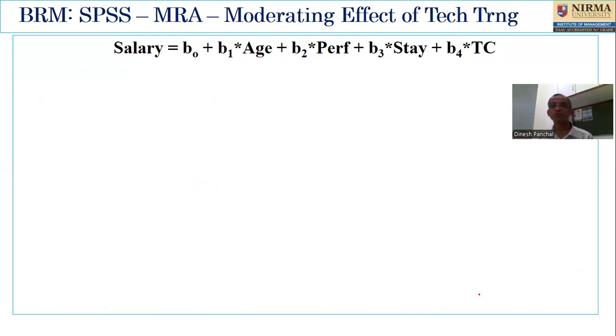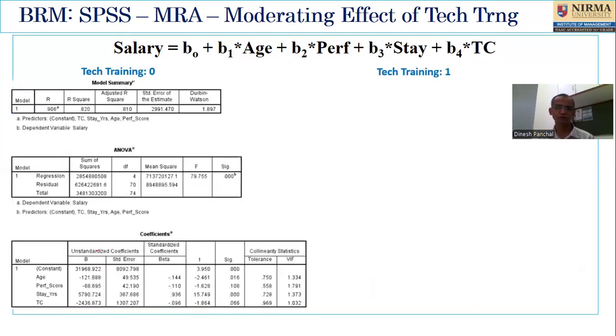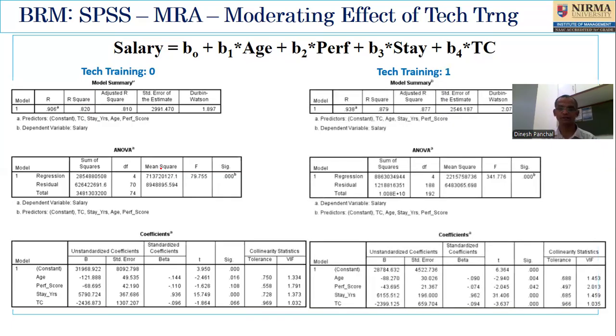Okay. Suppose your moderating variable is not a categorical variable. Okay, it's a binary variable, like technical training given or not. The method remains the same. We will first do the output for all employees who have not been given technical training, and similarly, for those who have been given technical training.